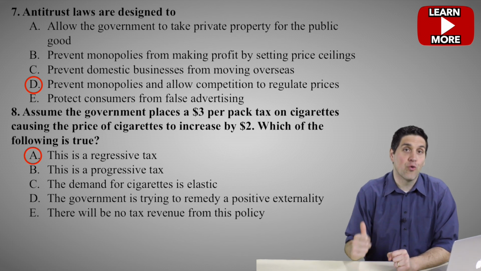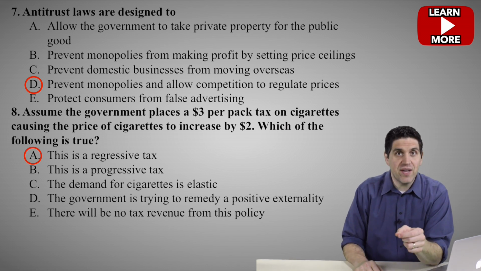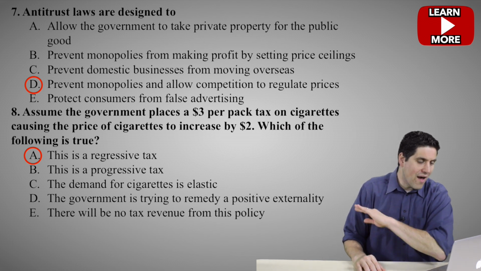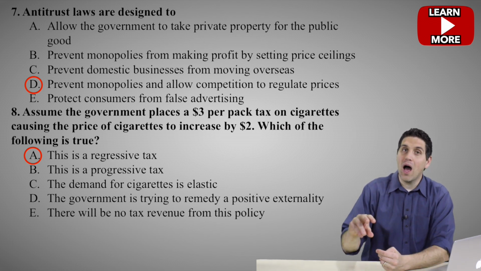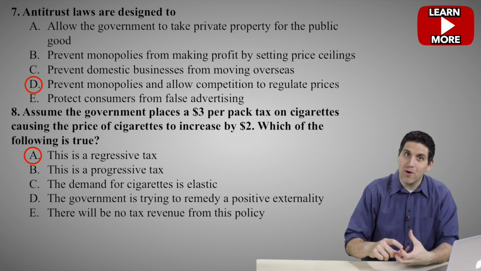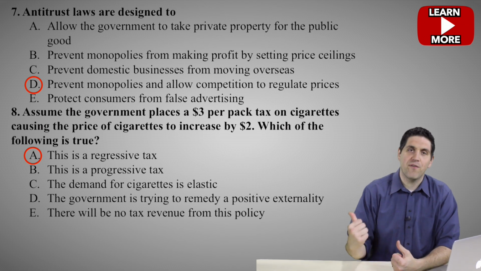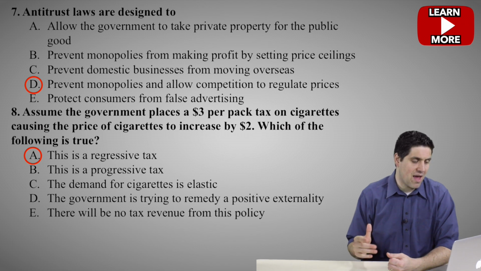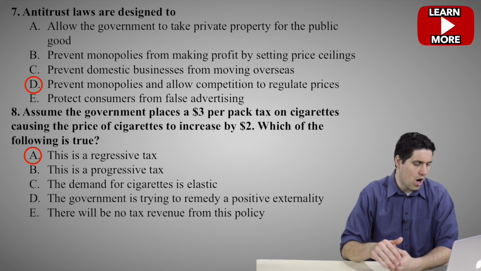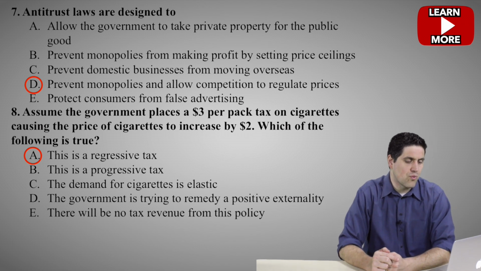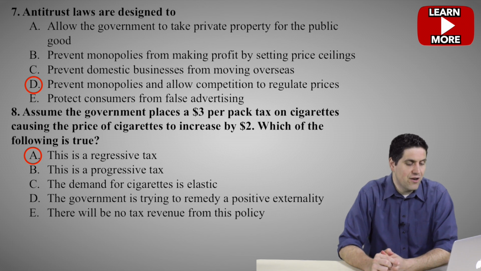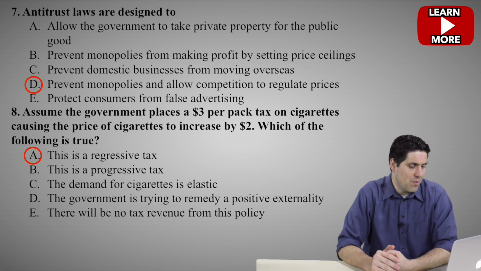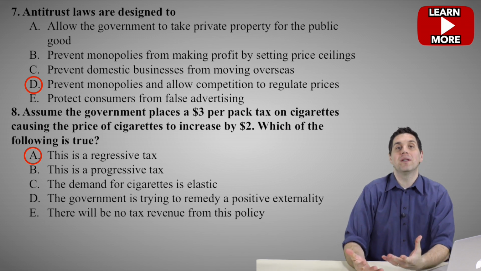This is definitely a regressive tax. Remember, a regressive tax is when people who have lower incomes pay a higher percent of income. So although everyone pays the same $2 here, $2 is more percent of income for a poor person than for a rich person. So it's definitely a regressive tax. The demand for cigarettes is elastic? No, the demand is inelastic, so C is wrong. The government is trying to remedy a positive externality? No, they're trying to remedy a negative externality, so it's not D. And there'd be no tax revenue for this policy? Yeah, there would be tax revenue.